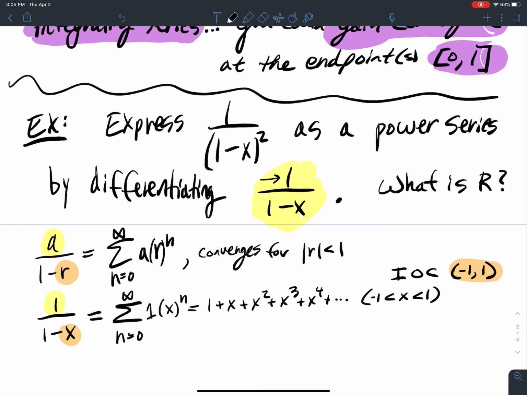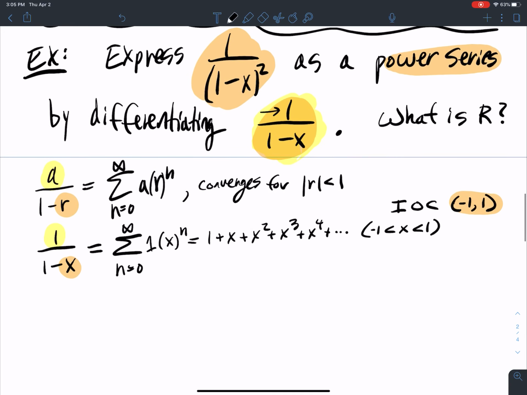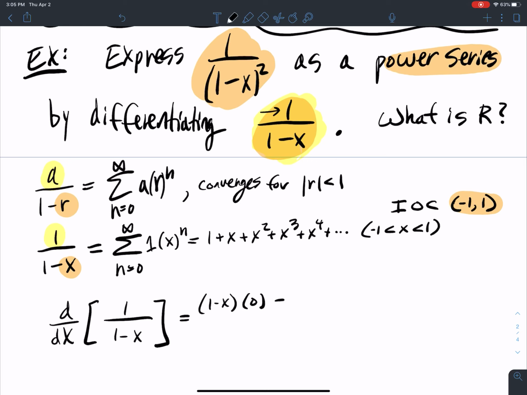So what do I want to do? I want to express this as a power series by differentiating this thing right here. So how do I take the derivative of that? The derivative, d dx of 1 over 1 minus x. What's the derivative here? Low d high minus high d low, all over the square of what's below.